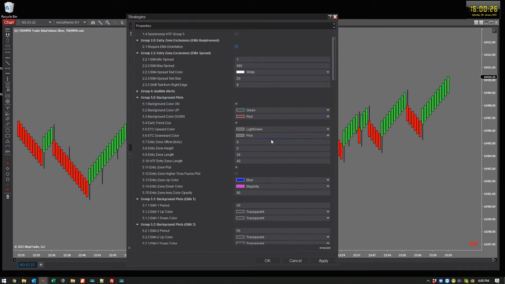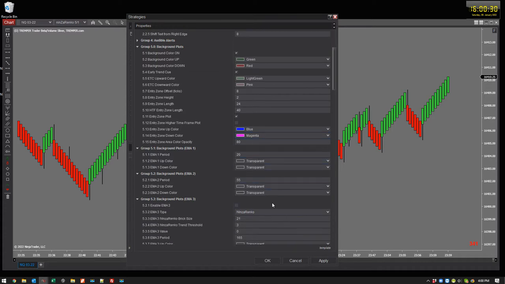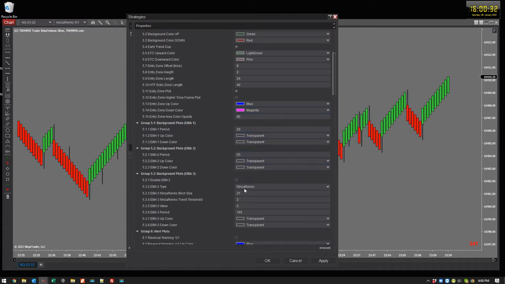And the EMAs themselves are right down here. Now you notice I have them on transparent. There's 3 of them. I have them on transparent because I don't want to see them right now, because we're just trying to get some ideas on the zones. But typically on the default, they're going to be chartreuse again in red. This one's 20, 55, and this one's a 165.